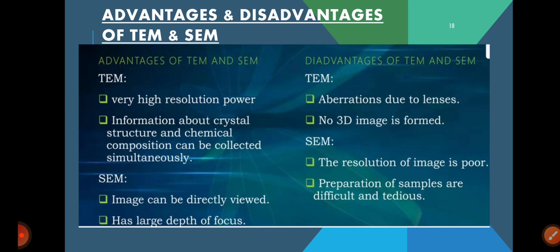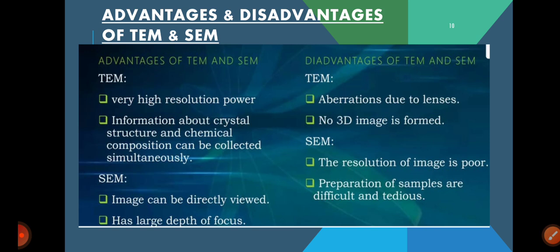The main advantage of this high resolution electron microscope is that we get a high resolution magnified image. And as I already told, it can give the internal structure, and the chemical composition can be collected in the specimen or in the sample at a time.